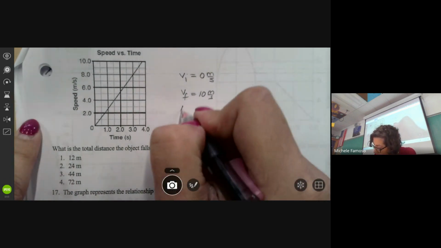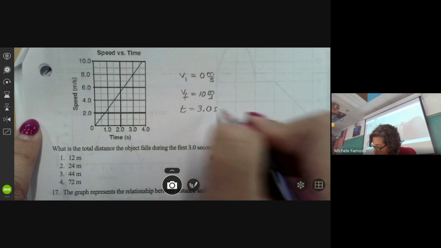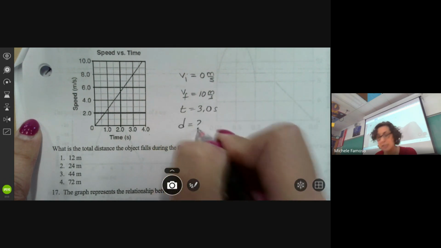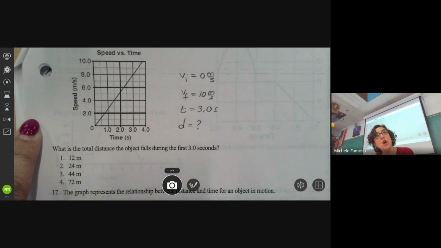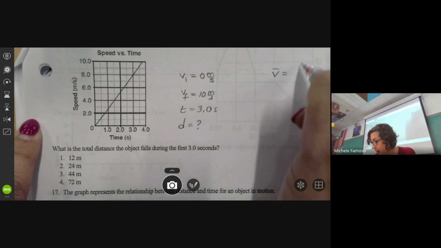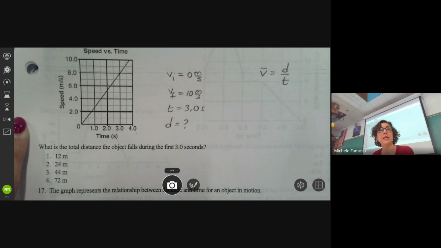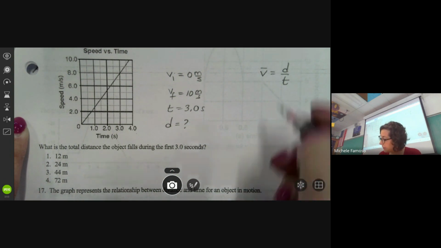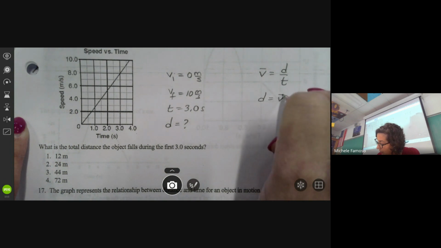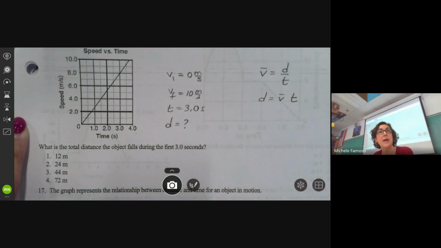So I'm giving you a time of 3.0 seconds. I'm looking for the distance traveled. I don't have acceleration. I do have an equation on my reference table, which tells me that my average speed is equal to distance over time. So the distance traveled would be the average speed times the time.